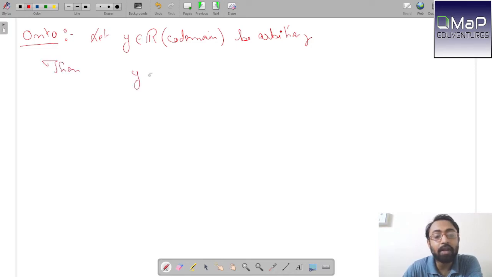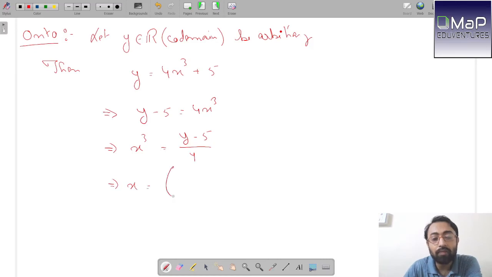The expression given is y equals 4x cubed plus 5. Now for onto, you have to express x in terms of y. So moving 5 across, y minus 5 equals 4x cubed. Then move 4 across, that means x cubed equals y minus 5 by 4. And finally we will get x equals y minus 5 by 4 whole to the power 1 by 3.